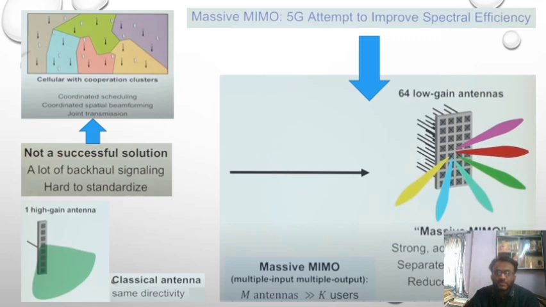So with massive MIMO, one of the techniques, every disjoint cell has a larger number of antennas rather than just one antenna.